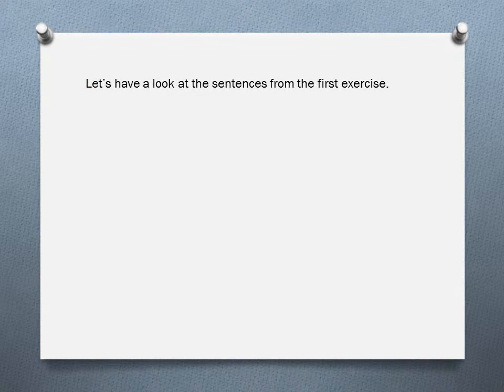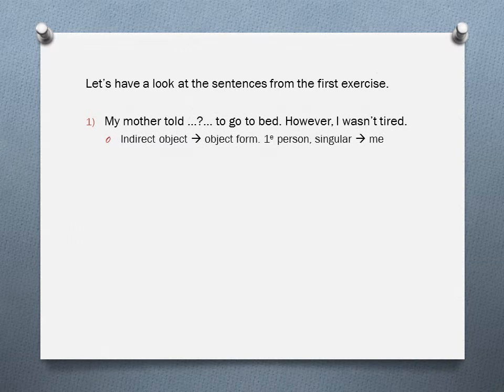Let's have a look at the sentences from the first exercise. In the sentence, "My mother told ? to go to bed, however I wasn't tired," the personal pronoun has the function of indirect object, so we must use the object form. Furthermore, I is an indication for the first person and singular, so the correct personal pronoun should be me. My mother told me to go to bed, however I wasn't tired.